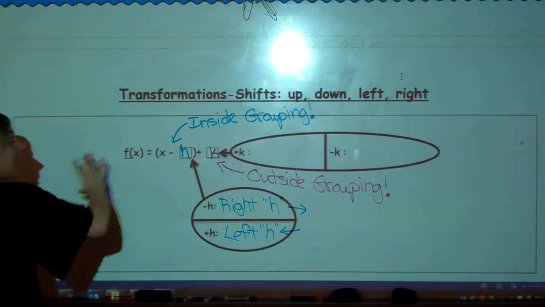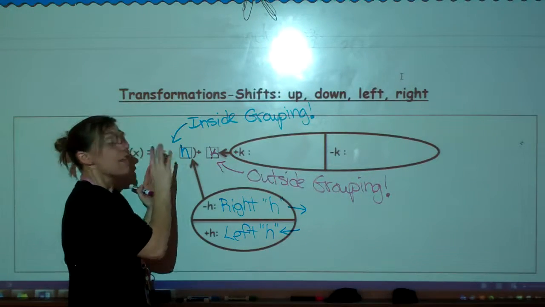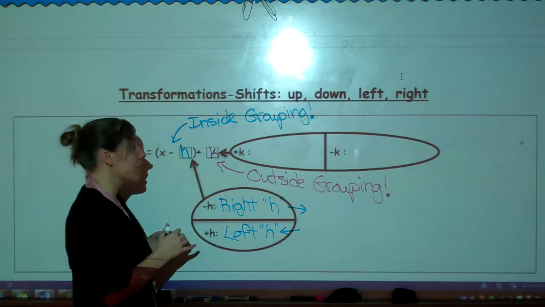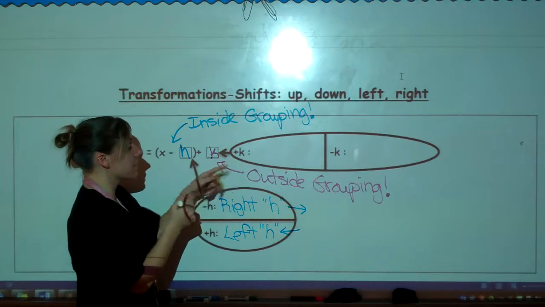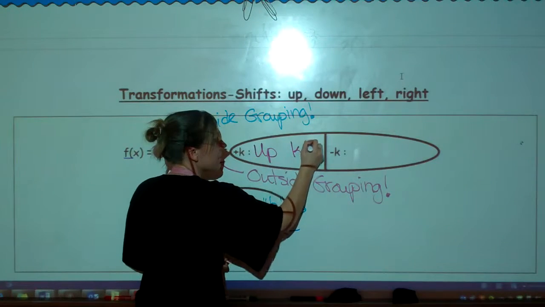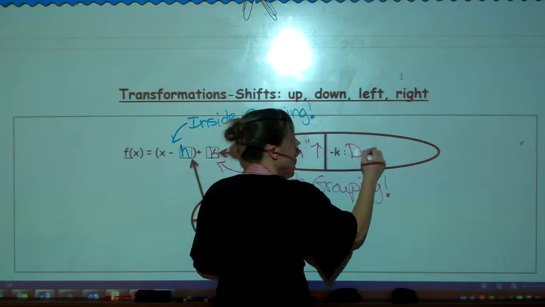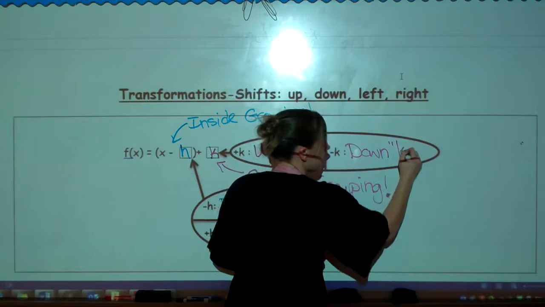If the number is outside of the group, if it's away from the X, then it kind of goes the way you think. This positive K means that you would move up, K. And negative K is what you would think. It means we move down, K.